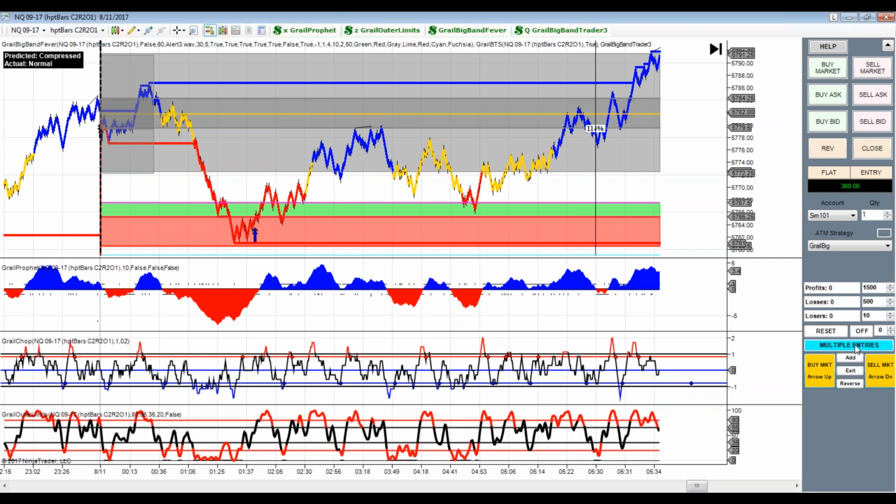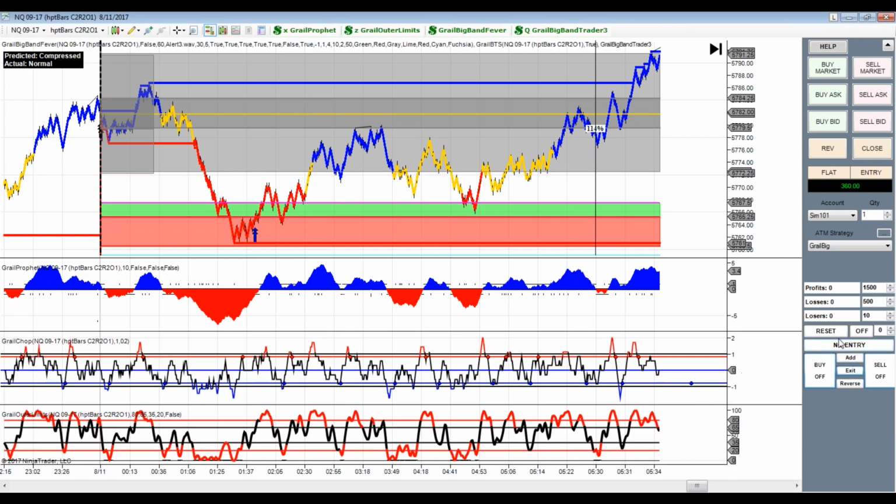Once you're in a position, you could use the reverse button to reverse your trade on an arrow. That button's not going to stay on until you're in a trade for at least a bar, so it can recognize that. If you want to exit on an arrow, you can, but again, you've got to have it marked, whether it's a buy market or sell market to exit. And if you want to add to a position on an arrow, and of course it's got to be in the same direction, you can do that as well.